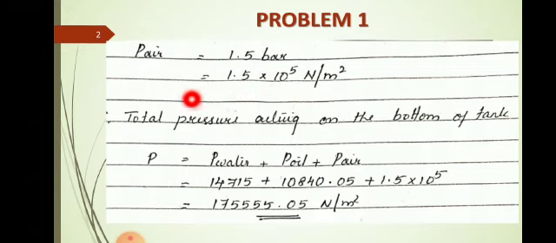We have individually found out the pressure due to water, pressure due to oil, and pressure due to air. Now the total pressure will be the sum of all these. So total pressure is equal to pressure of water plus pressure of oil plus pressure of air, and the total value is 175555.05 Newton per meter square.